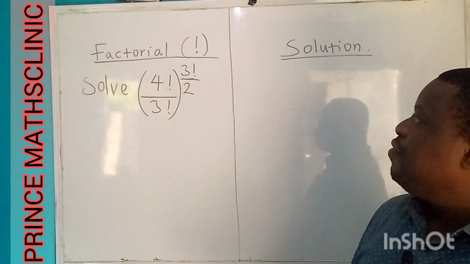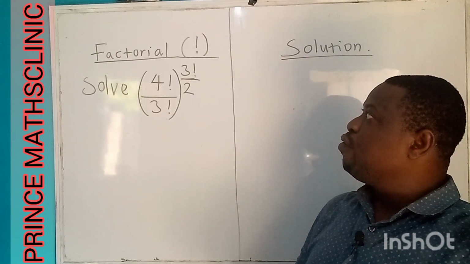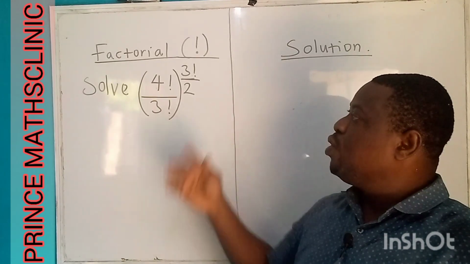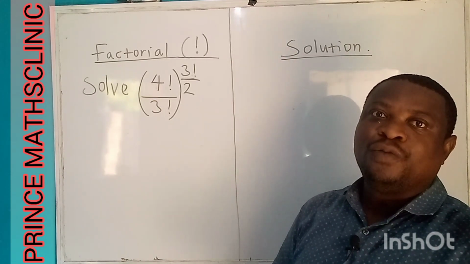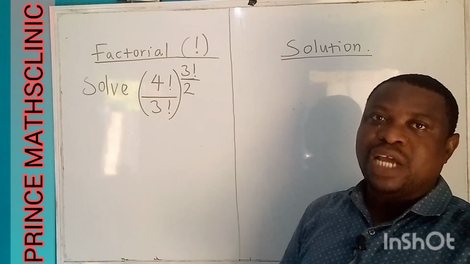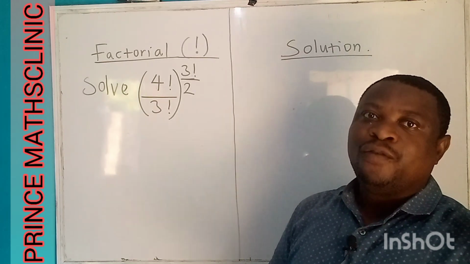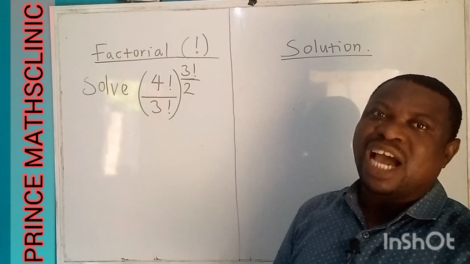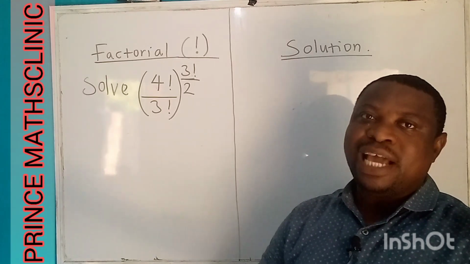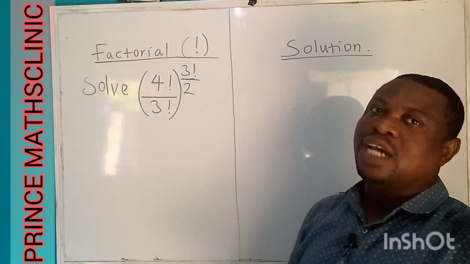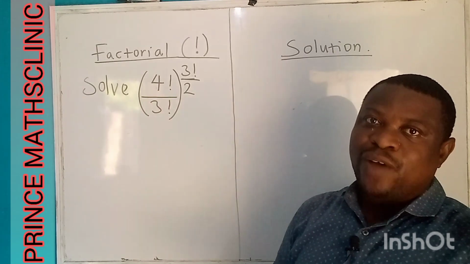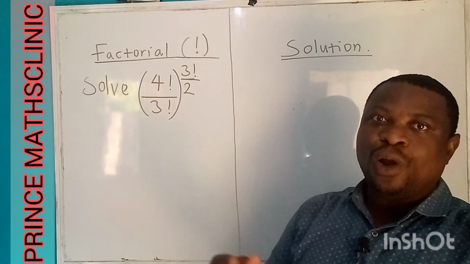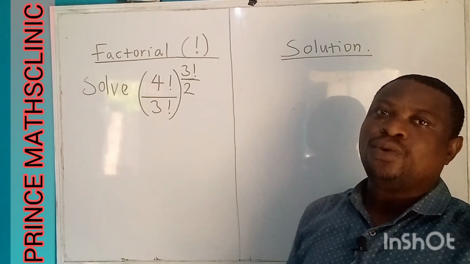And here we have a very interesting question to solve under factorial. Now, before we dive into the question, I'm going to first of all explain the meaning of factorial. Factorial in mathematics is simply the product of an integer and all the other integers below that particular integer. I will take it again. Factorial is simply the product of an integer and all other integers below that particular integer.